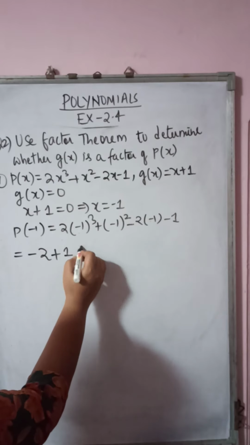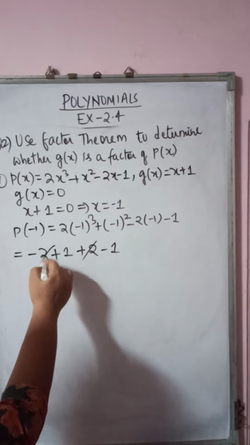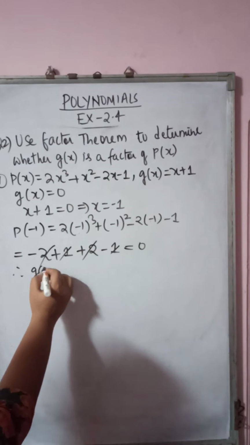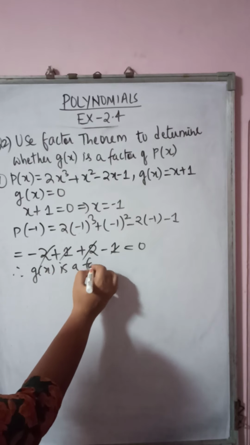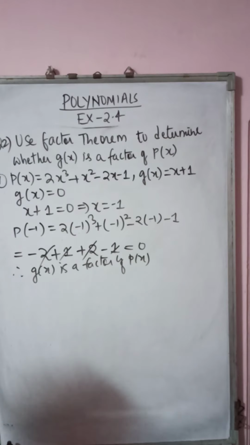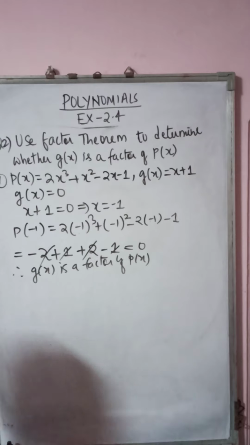Minus into minus, plus 2 ones are 2, minus 1. So plus 2 minus 2 plus 1 minus 1, 0 we got. Therefore you can say that g(x) is a factor of p(x). If you are not getting the final answer as 0, then you will write g(x) is not a factor of p(x). We'll check the second part.